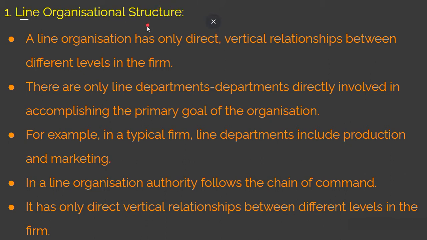And the authority follows the chain of command, the line of command from top to bottom. As it has only a direct vertical relationship between different levels in the firm, you will follow a strict straightforward line from top to bottom where authority flows in the line of command. So that is the line kind of organization structure.